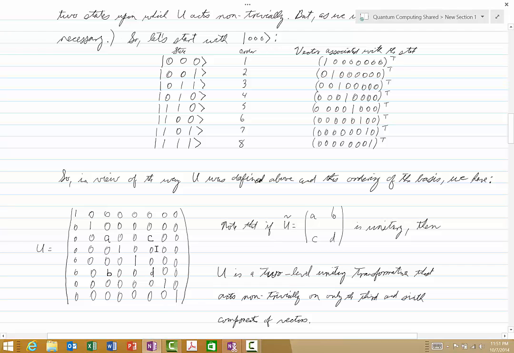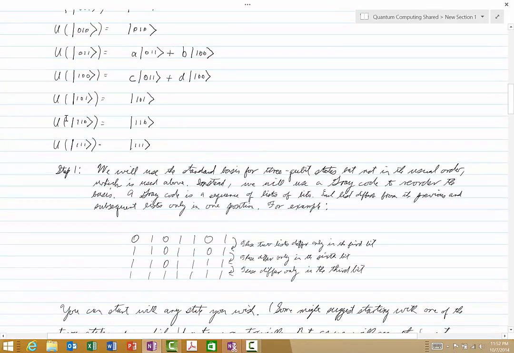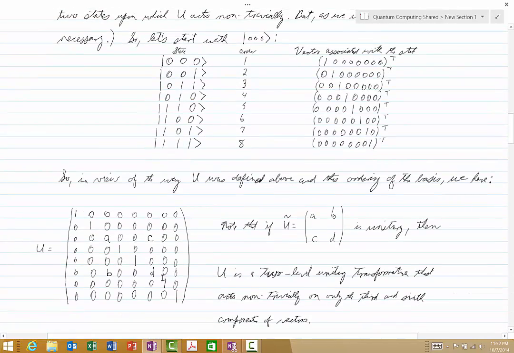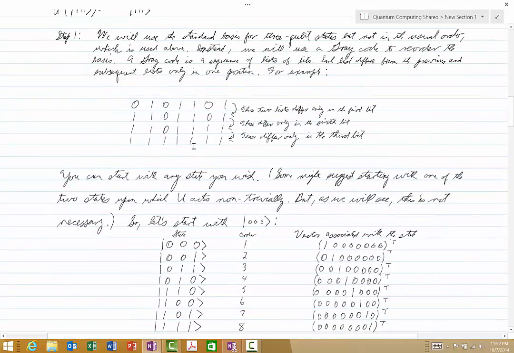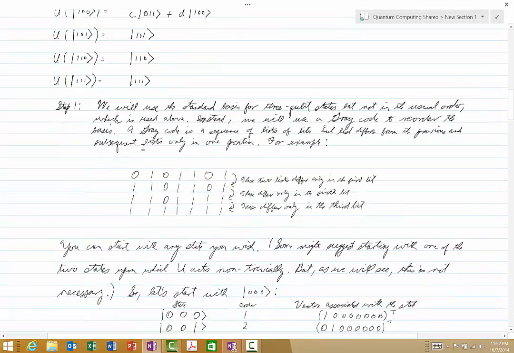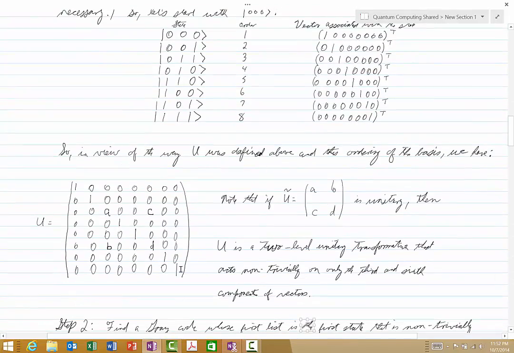Seventh column now. For the seventh column, that is 1, 0, 1. And U of 1, 0, 1 is 1, 0, 1. So that's vector 7. And so we just have a 1 in the seventh row of the seventh column and a 0 everywhere else. And finally, for the eighth column, vector 8 corresponds to 1, 1, 1, and U is mapping 1, 1, 1 to 1, 1, 1, which is the eighth vector. So we just have a 1 in the eighth row of the eighth column and 0 everywhere else.